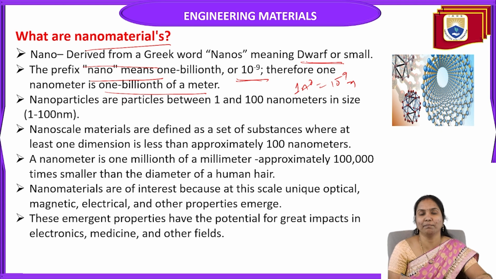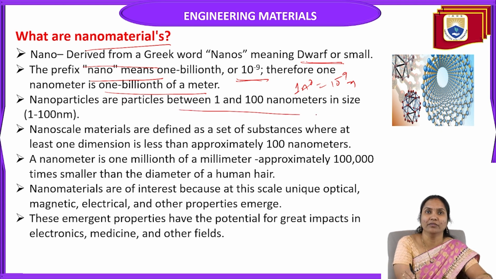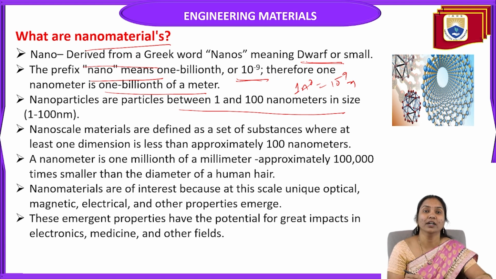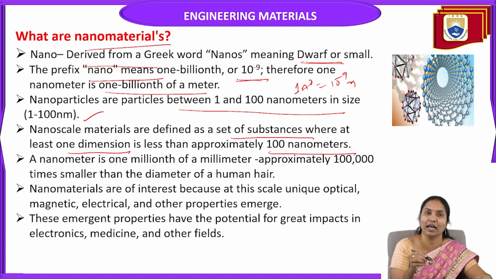So nanoparticles are particles with sizes between 1 to 100 nanometers. These nanoscale materials are defined as a set of substances where at least one dimension is less than approximately 100 nanometers, that is, between 1 and 100 nanometers.